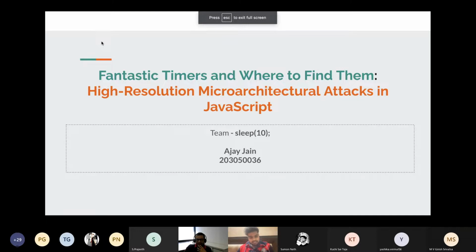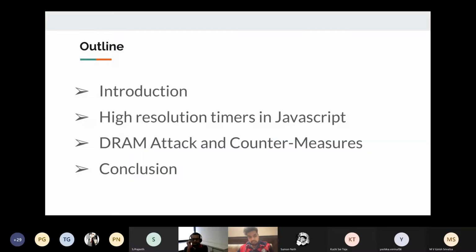Hello. So we are team. My name is Ajay, and we are presenting on the topic Testing Timers and Where to Find Them: High Resolution Microarchitectural Attacks in JavaScript. So basically, to give you an outline, the presentation is divided into 4 parts.